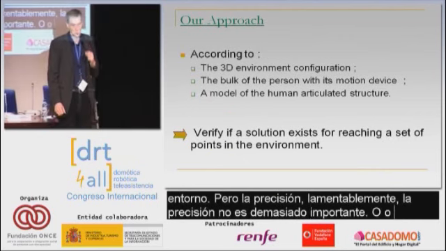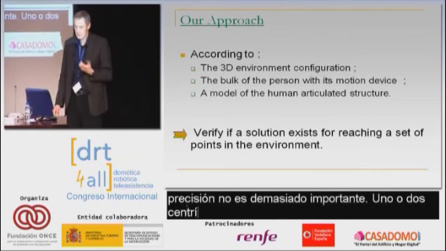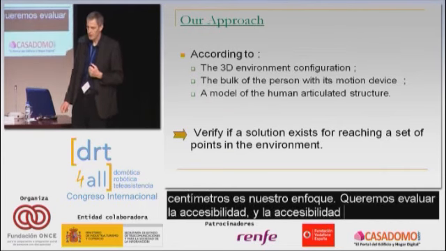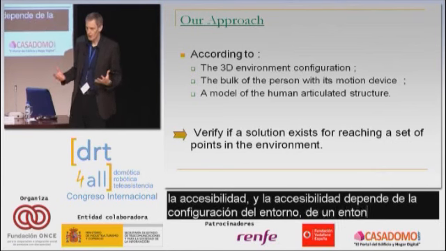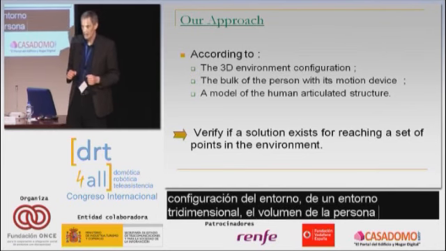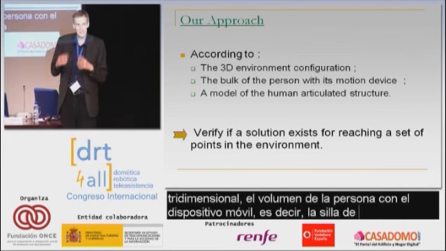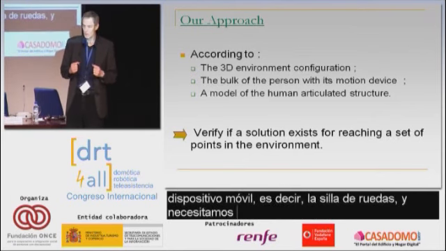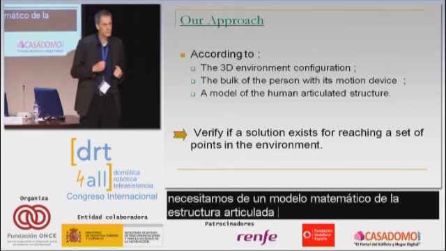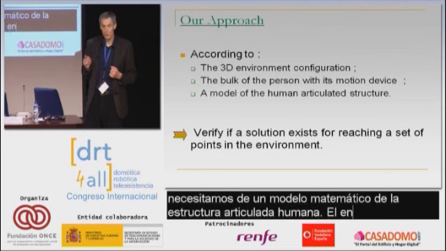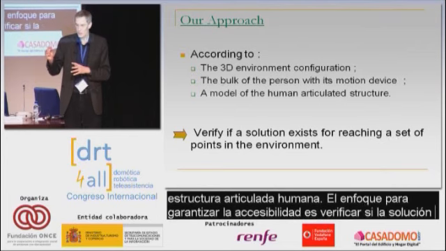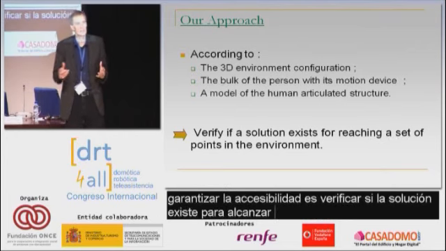Our approach to verify the accessibility depends on the configuration of the 3D environment, the bulk of the person with this motion device, a trolley or wheelchair, and we must have a mathematical model of the human articulated structure. The approach to verify the accessibility is to verify if a solution exists for reaching a set of points, or all points, in the environment.